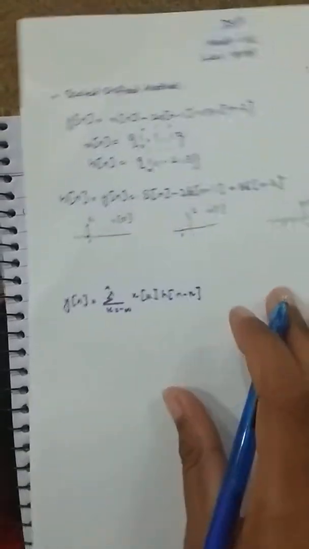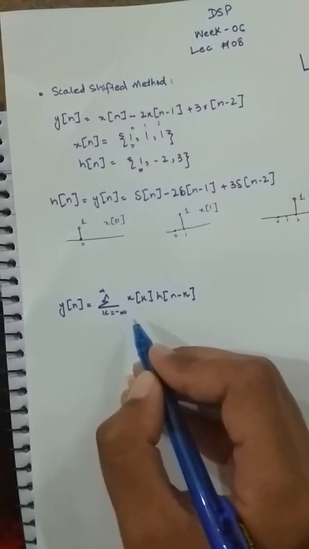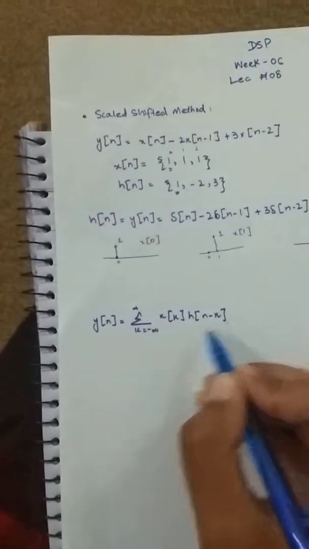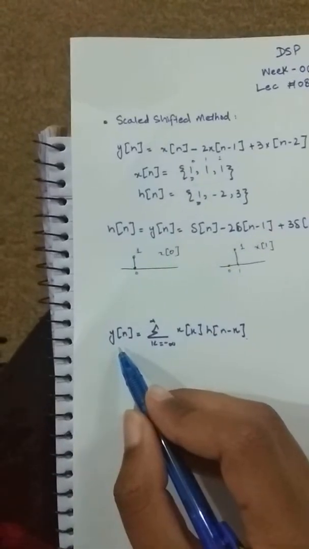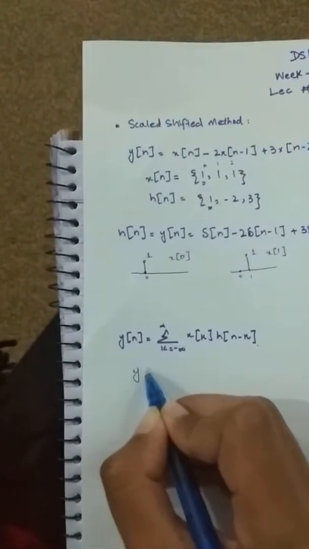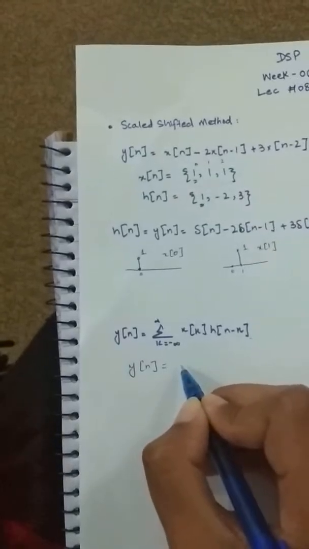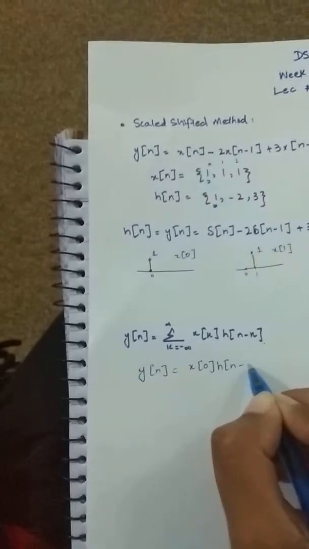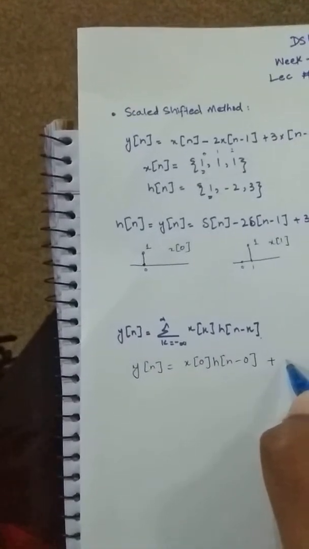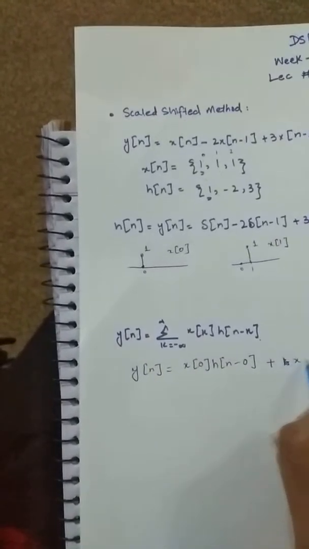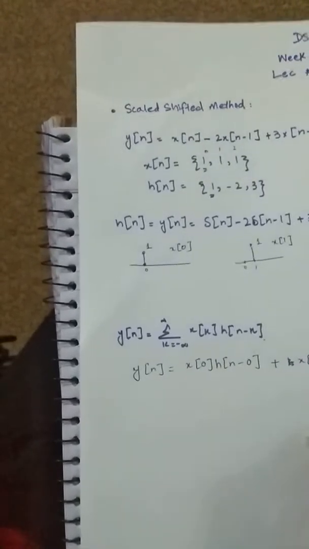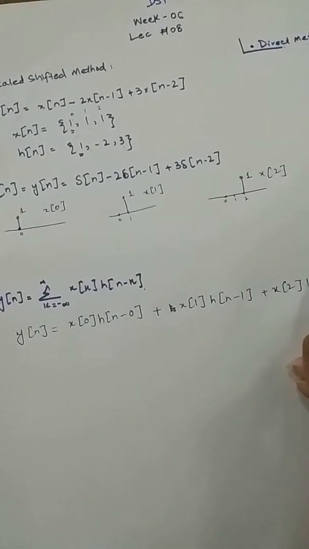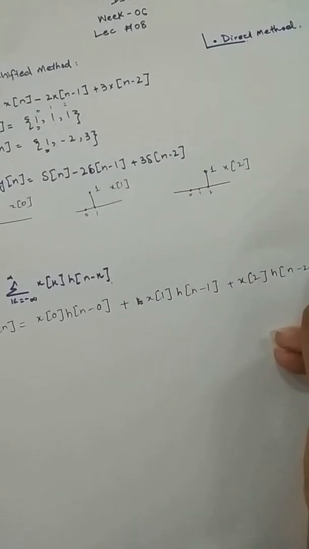Now, as we know the formula, y of n equals the summation over k from minus infinity to infinity of x of k times h of n minus k. This is how we calculate y of n. If we start from x of 0, we will have h of n minus 0, and we will be adding all the values. This will be x of 1, h of n minus 1, plus x of 2, h of n minus 2.